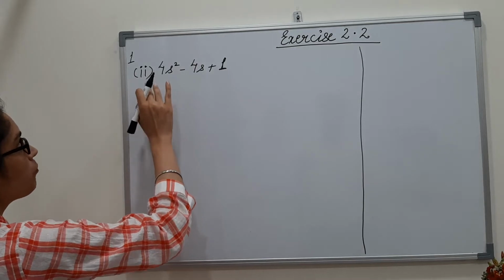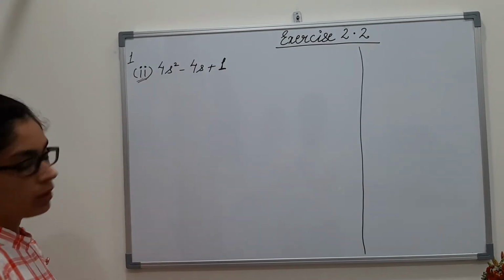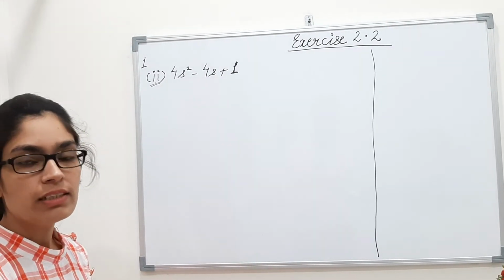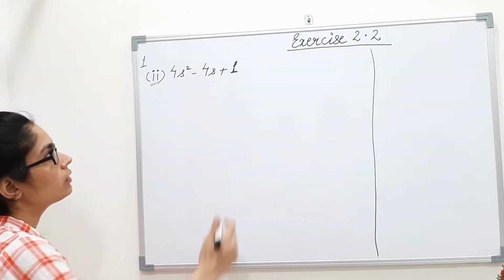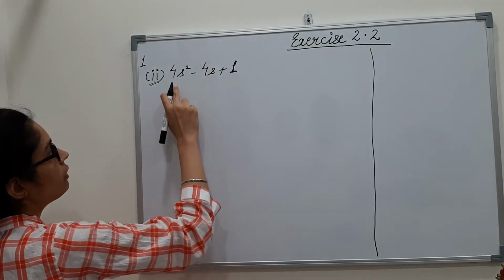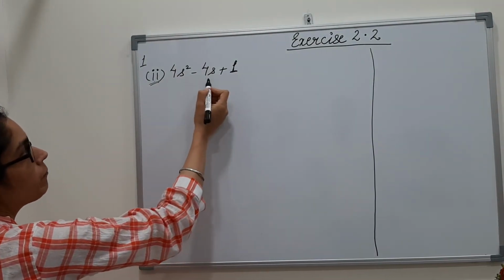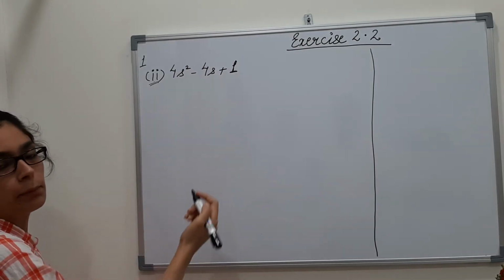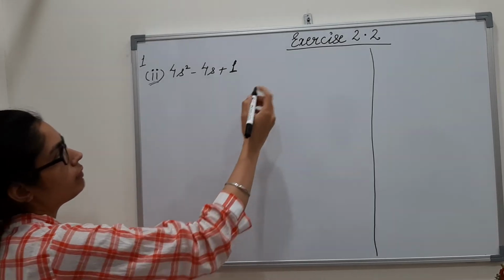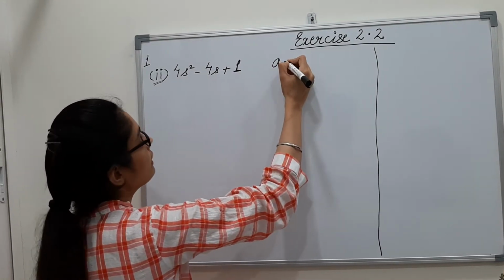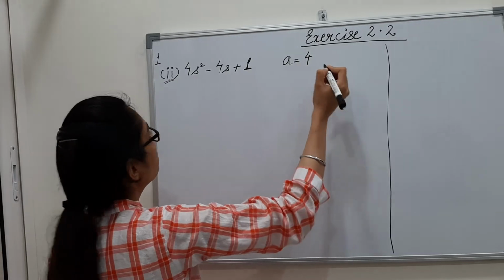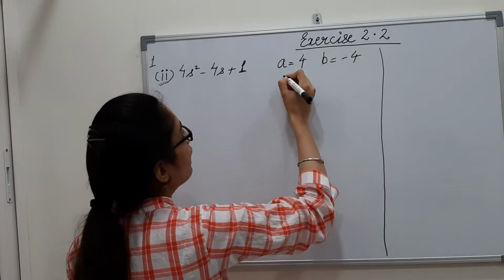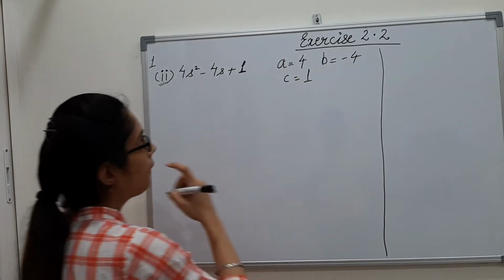Now I am doing the second part of the first sum. Here you have to find the zeros and then verify the relationship between zeros and coefficients. First, they have given us 4s square minus 4s plus 1. This is a quadratic equation, which means it will have two zeros. We will write the values of a, b and c. So a is 4, b is minus 4 and c is 1.